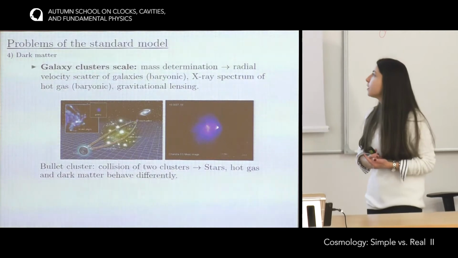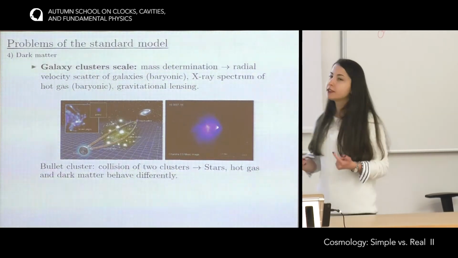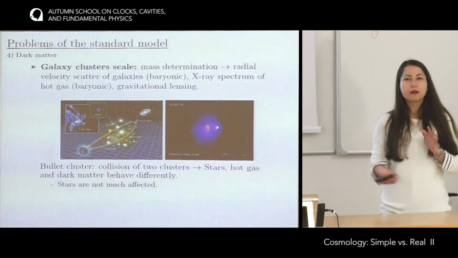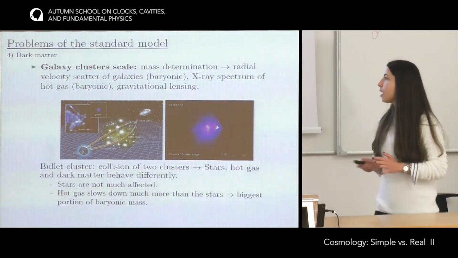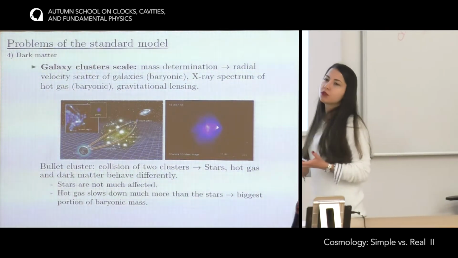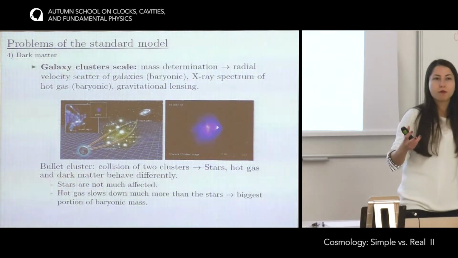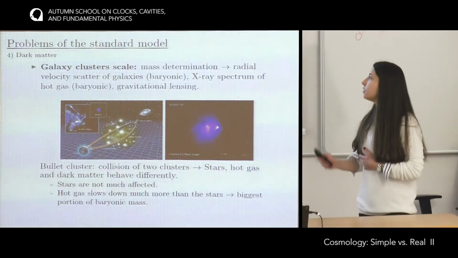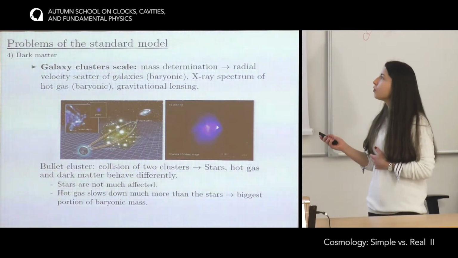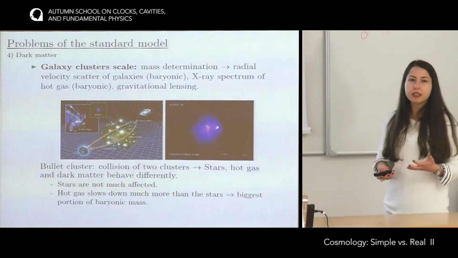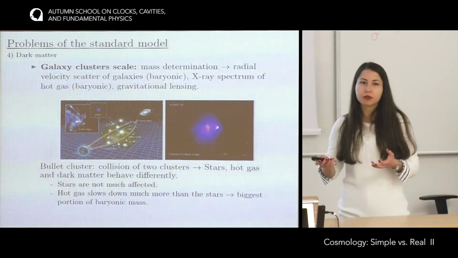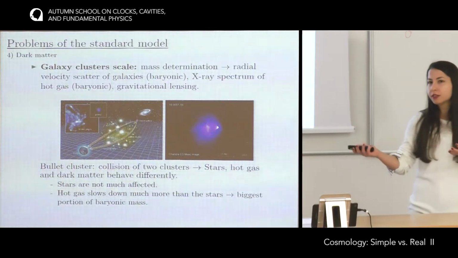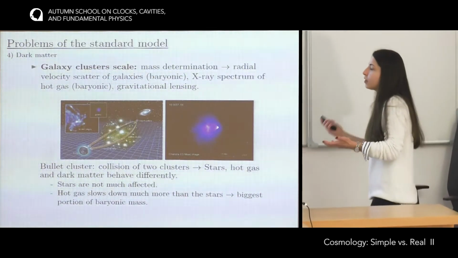Well, I'm going to explain it now, why we assume so. They behave differently during this collision. So stars are not much affected, and the hot gas slows down much more than the stars, because that is where most of the mass is. And then you expect your gravitational lensing data to follow the hot gas, because you say that, okay, most mass is in the hot gas form, so the gravitational lensing data should follow the hot gas.